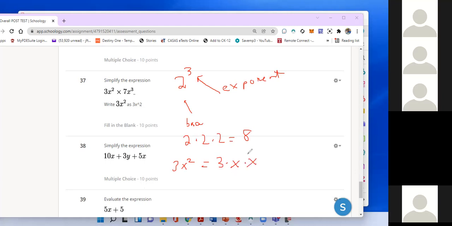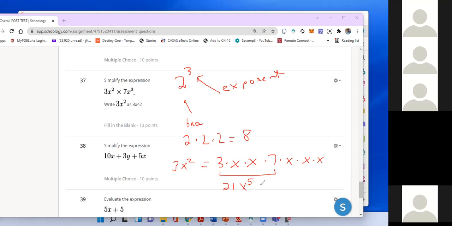So I'm going to show you something. Watch this. Times 7 times x times x times x. So 3 times 7 is 21. And how many x's do we have? 1, 2, 3, 4, 5. 21x to the fifth. So if I write it out that way, then you can see why, for exponents of the same base, you add their exponents to get your answer.